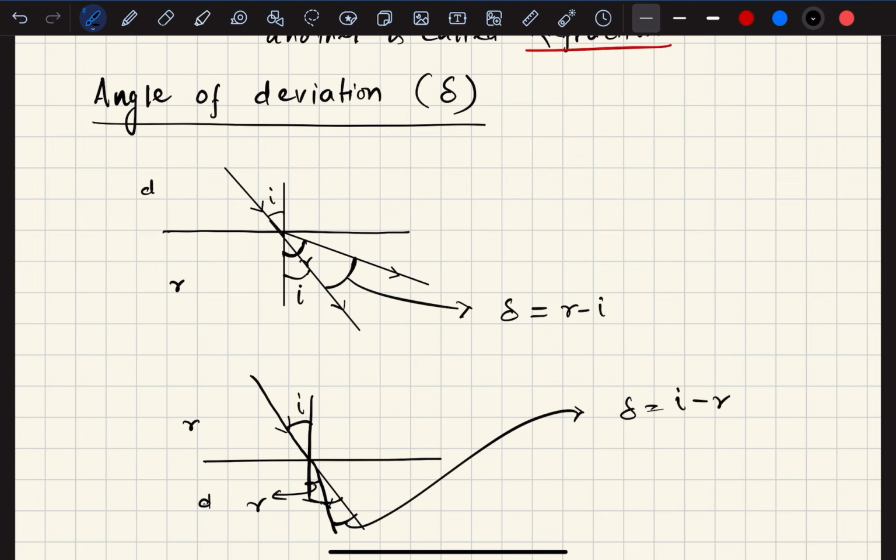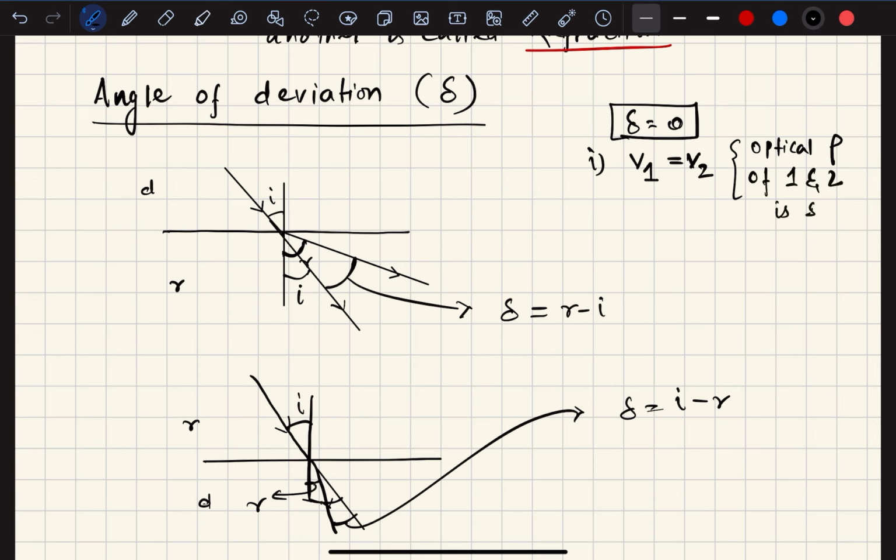This will happen when the light ray is bending. Is there any chance when there will be no angle of deviation? Yes, there can be. Angle of deviation 0. What are the possibilities of this? There are two possibilities. Number one, if the velocity in medium 1 is equal to velocity in medium 2, which is the case when the optical density of medium 1 and 2 is same. So there can be a case like this.